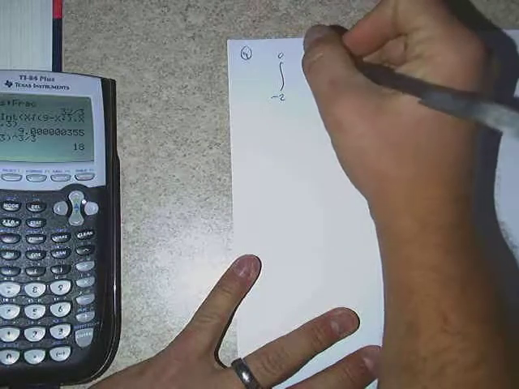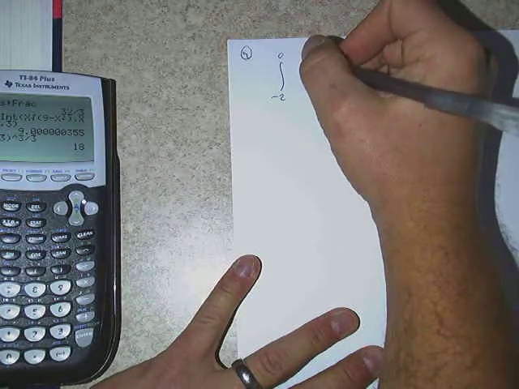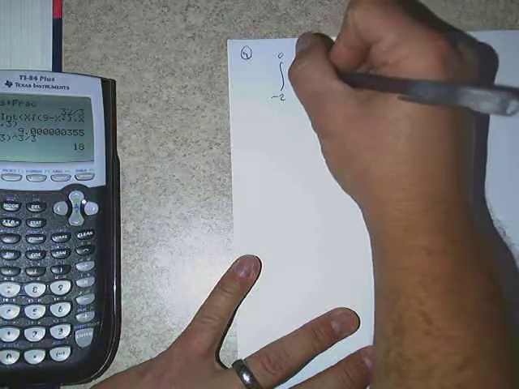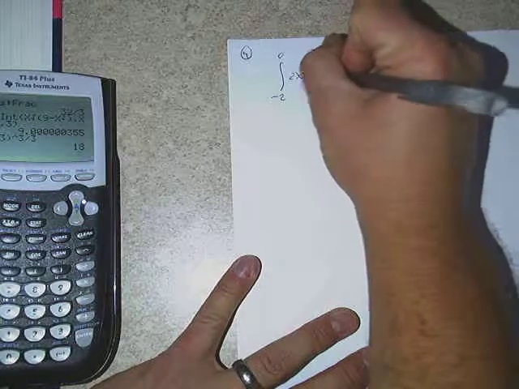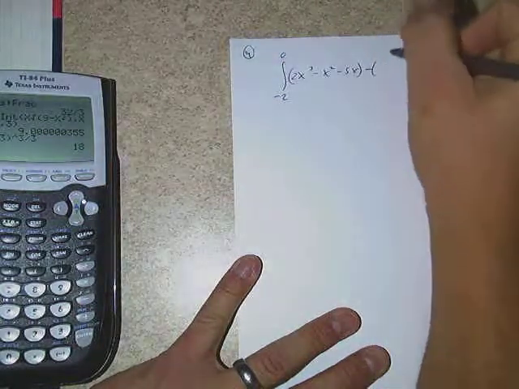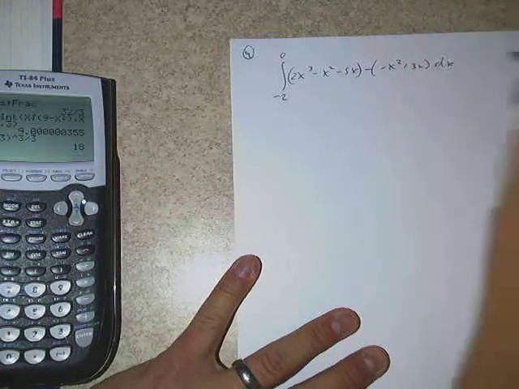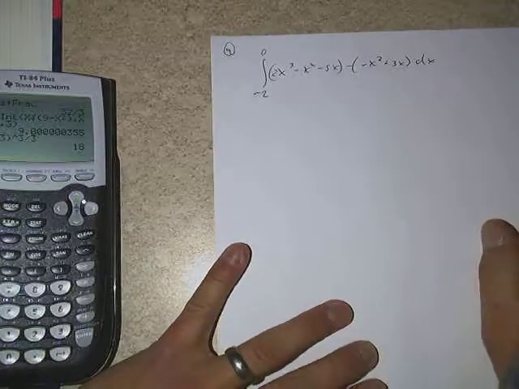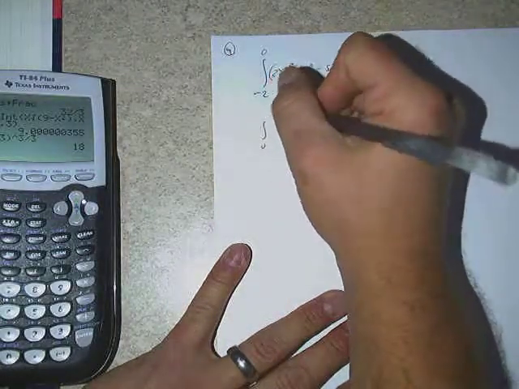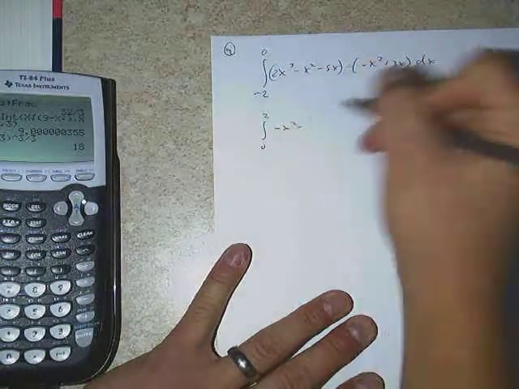Okay, number 9, we have two functions here that crisscross at the origin, and one becomes the top and bottom, they switch. So couldn't I just set up an integral from negative 2 to 0? And then the top function would be the cubic in that area. True? Yep. So it'll just be 2x cubed minus x squared minus 5x minus the bottom function in that area, the quadratic, negative x squared plus 3x.